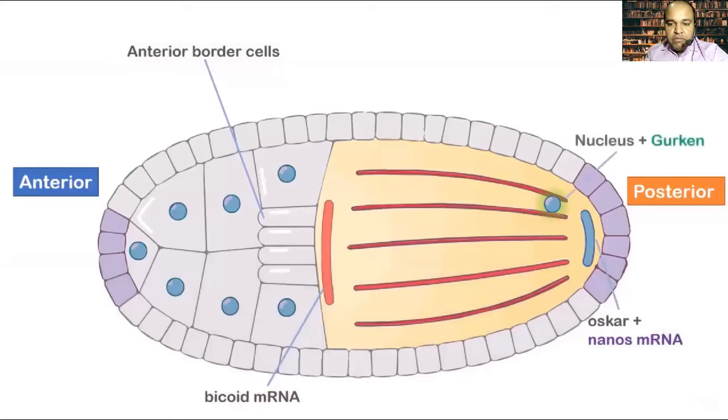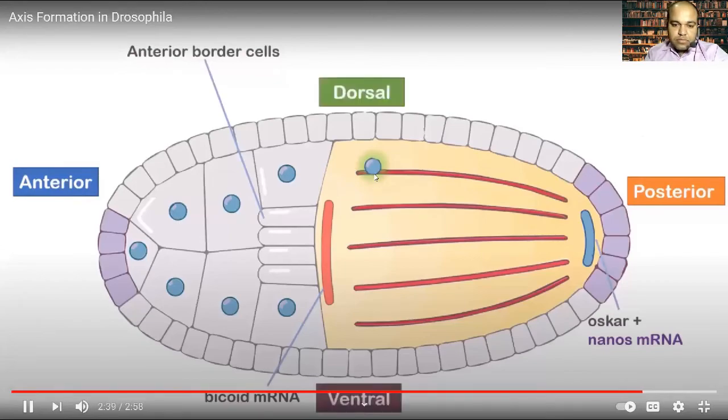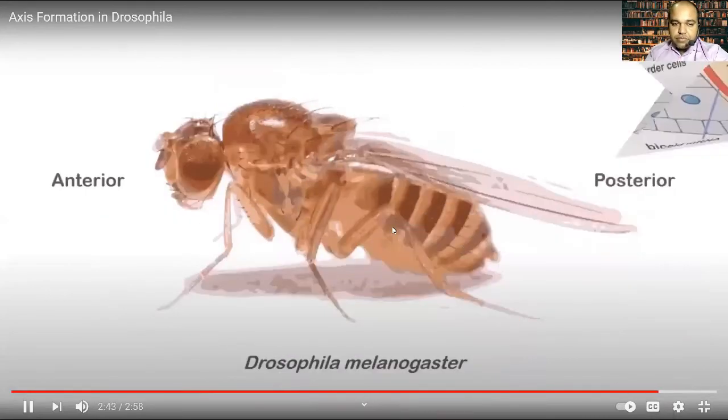The nucleus, with its associated gurken proteins, migrates along the microtubules to the dorsal anterior region of the oocyte, and induces the adjacent follicle cells to become the dorsal follicle cells. Now it is the movement of the nucleus that is going to take place, and it will cause the adjacent follicular cells to get converted into dorsal, whereas the others will get converted into ventral. And thereby finally the axis formation is completed. This is how axis formation is going to take place in the case of Drosophila melanogaster.